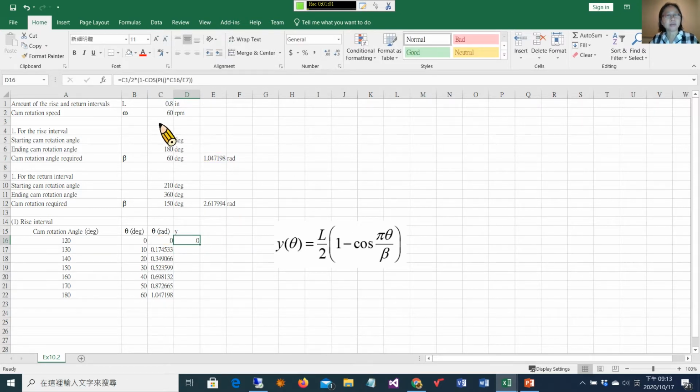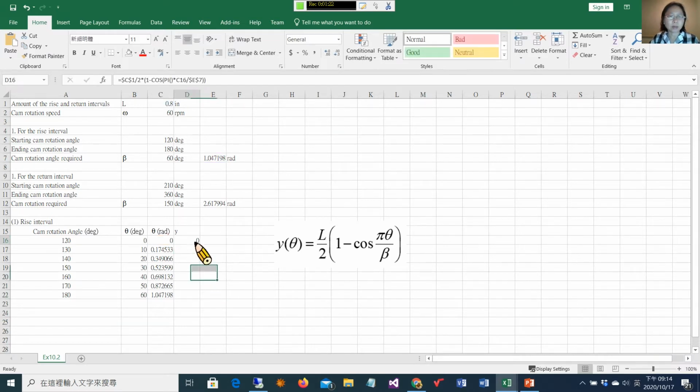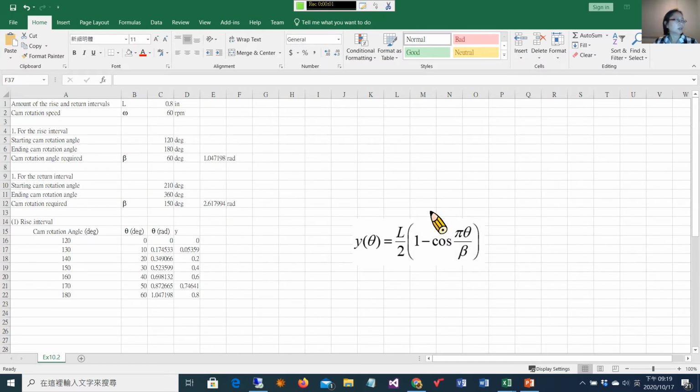Let me see the formula. C1 and E7 must be fixed, so I give it a dollar sign here and here, and then copy this formula to the other cells. Let us see the return interval.